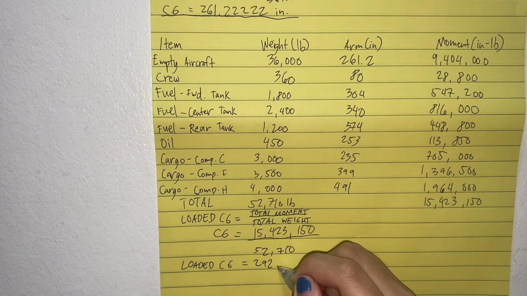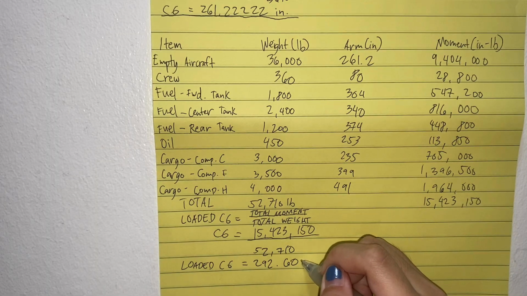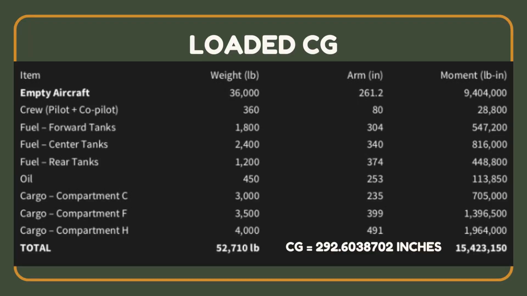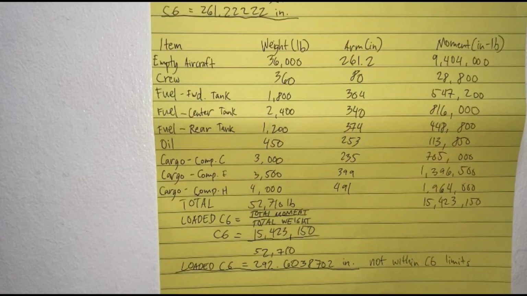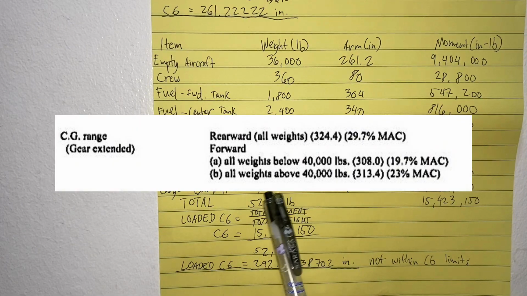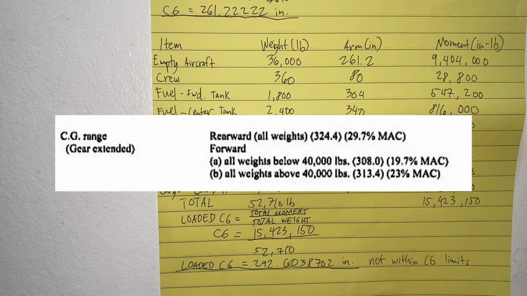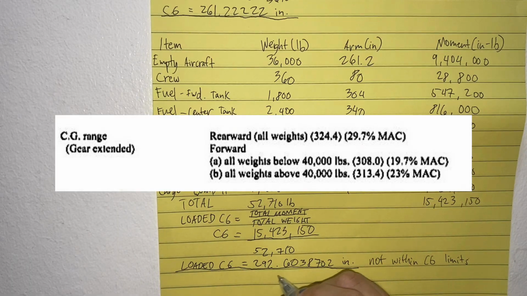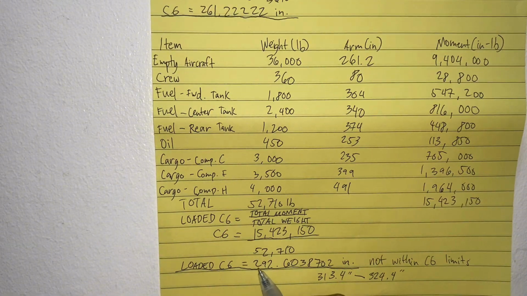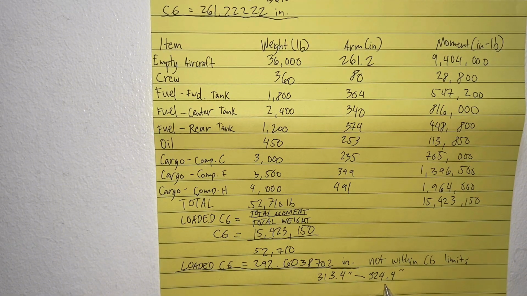The loaded CG will be 292.6038702 inches. This again is the table for your reference. Our CG is not within limits. Since our weight is 52,710 pounds, this weight is above 40,000 pounds, so we will be using letter B. We will disregard the values in letter A since our total weight is not below 40,000 pounds. Our CG range is 313.4 inches to 324.4 inches, while our loaded CG is only 292.60.